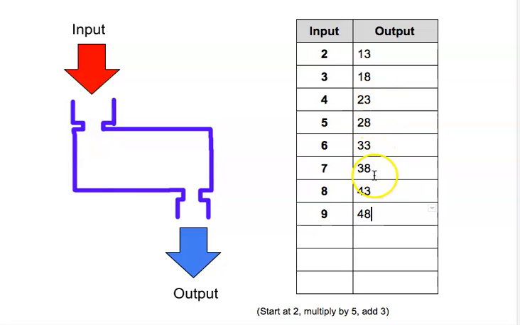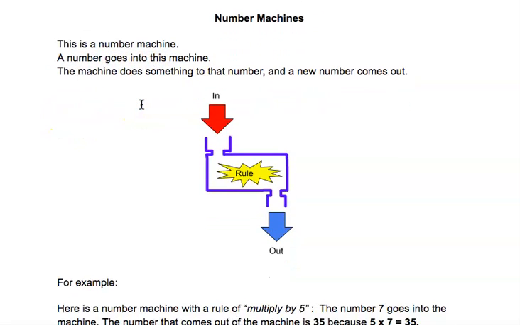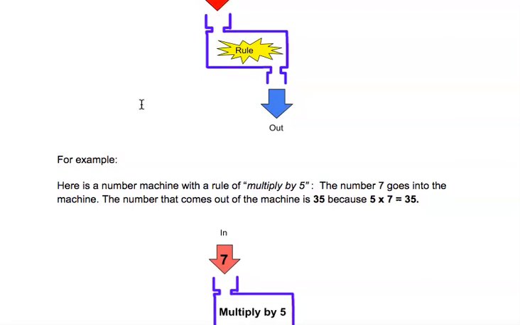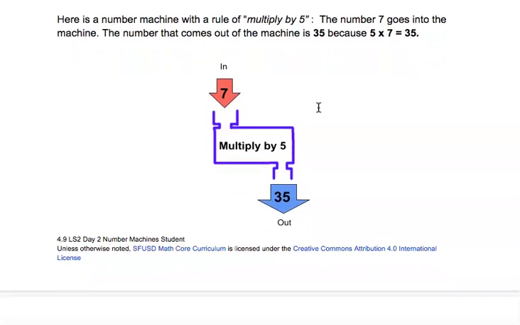You're going to be working on similar problems today. Here's your task: number machines. This is a number machine. A number goes into the machine, the machine does something to that number, and a new number comes out. Here's an example. Here's a number machine with the rule multiply by 5. The number 7 goes into the machine. The number that comes out of the machine is 35 because 5 times 7 is 35.